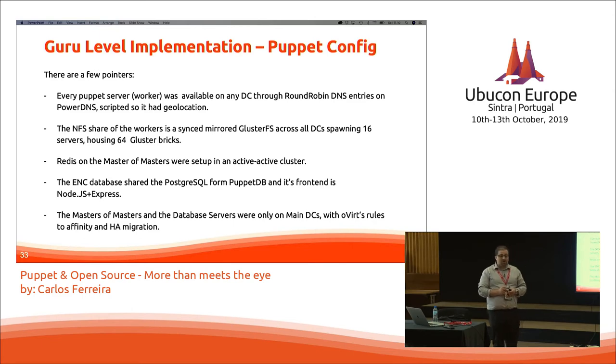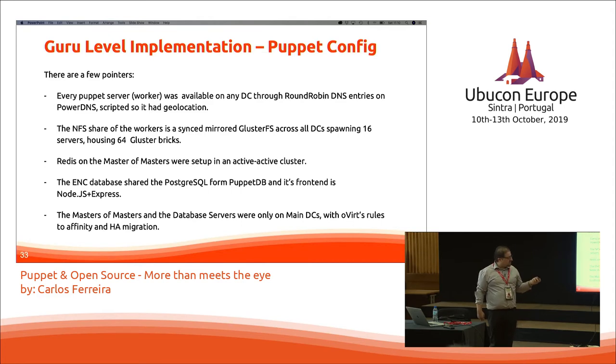This was not just for Puppet. This already existed. Well, it got increased, but not because of Puppet; this GlusterFS already existed for another application and is being used. I used it because it was underused. Redis on the master servers was set up as an active-active cluster, like I told you. The ENC database shared the PostgreSQL from PuppetDB, and its frontends were Node.js plus Express.